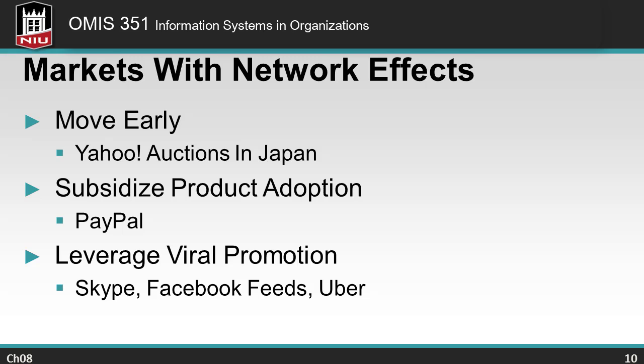Markets with network effects benefit by moving early. The first competitor can swing the network effects in their favor, creating a snowball effect. For example, when Yahoo Auctions launched in Japan, they moved quickly into this untapped market. Similarly, PayPal subsidized product adoption to accelerate acceptance and initial growth. Finally, Skype, Facebook feeds, and Uber leveraged viral promotion by utilizing their large customer base and social media. The result is no or low-cost advertising to a targeted audience.